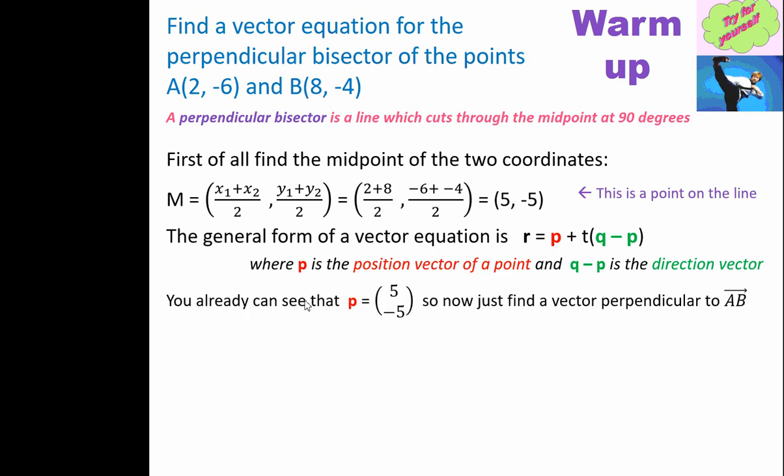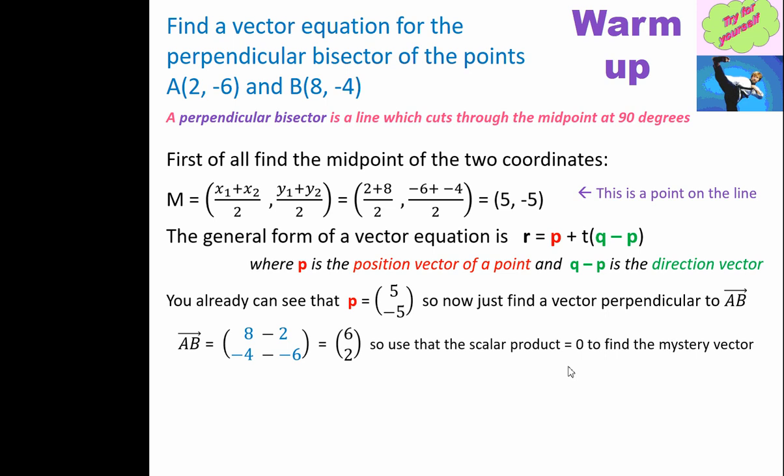You can already see that we've got the point on the line at the midpoint, so that's the position vector of the point on the line, so we've already got this one catered for. Now we just need to find a vector that's perpendicular to AB. We need a perpendicular vector because it's a perpendicular bisector. So this is the line AB, this is its midpoint, so for it to be perpendicular it's got to be at right angles to the line AB. So how could we do that?